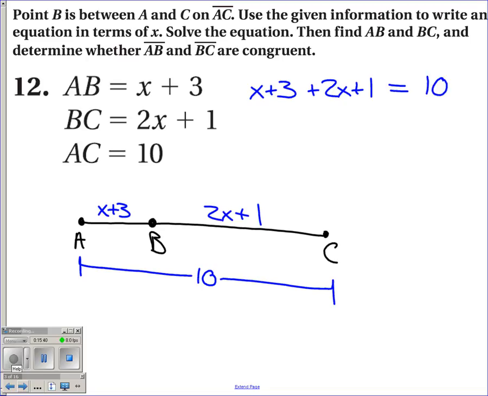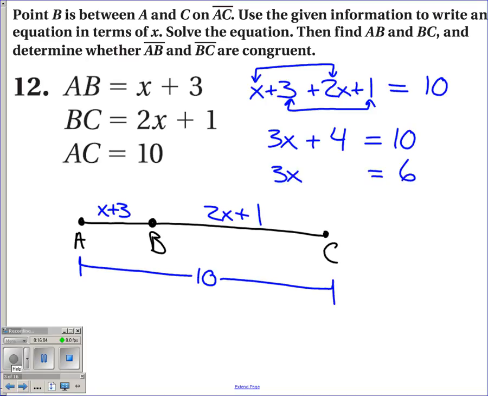Right? Well, now we've got some algebra. We need to simplify on the left-hand side. The x plus 2x adds up to 3x. The 3 plus 1, again combining like terms, is 4, equal to 10. Let's move the 4 to the other side by subtracting. So 3x is equal to 6. And then finally, dividing both sides by 3, x is equal to 2.